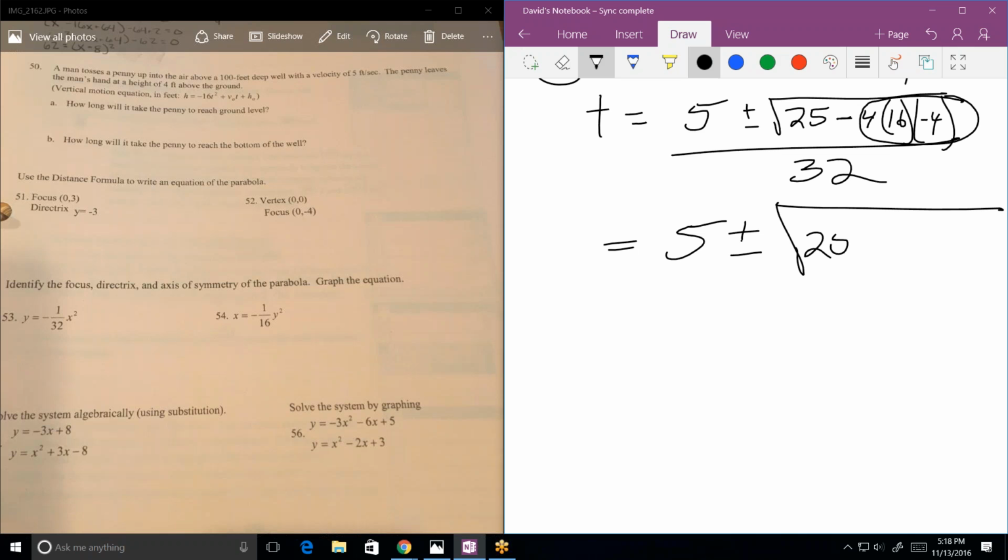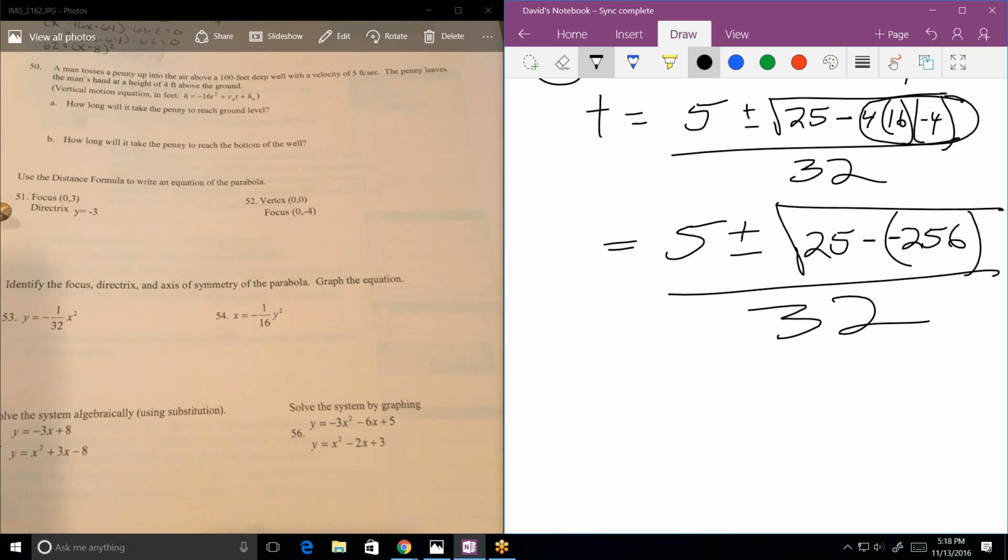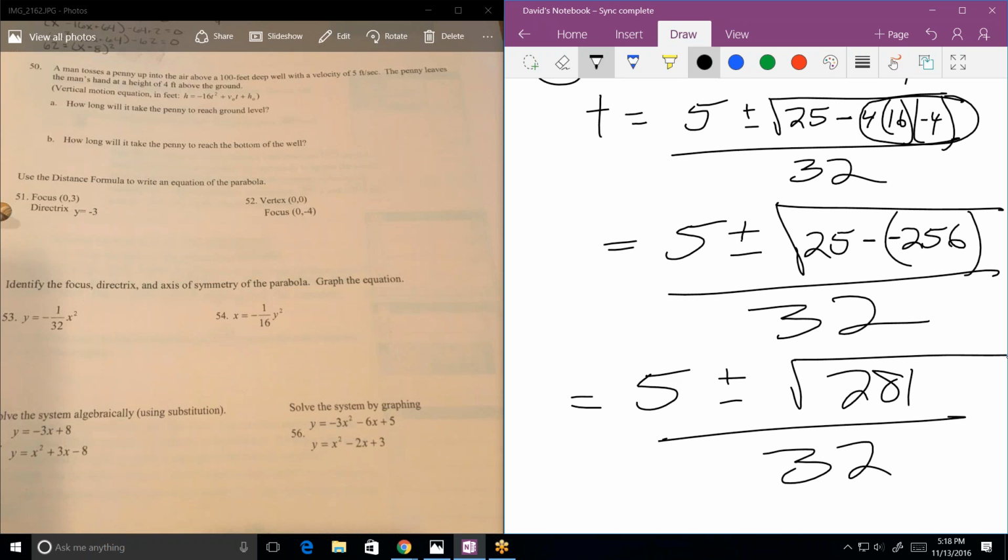So it's 25 minus 256, but it's a minus 256. In other words, 4 times 16 times minus 4 is minus 256. Now that becomes 5 plus or minus, this becomes 281 all over 32.